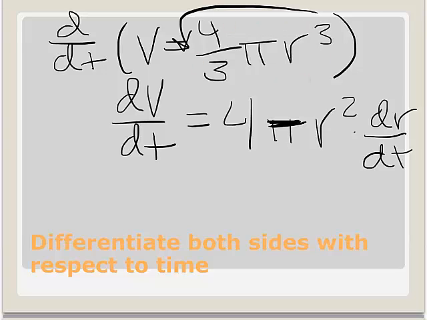Okay, so now I have an expression relating the change in volume with respect to time to the change in radius with respect to time. And as you recall, I was told that helium was entering the balloon at a rate of 4 feet cubed per minute. So I know that this value of dV/dt is equal to 4.